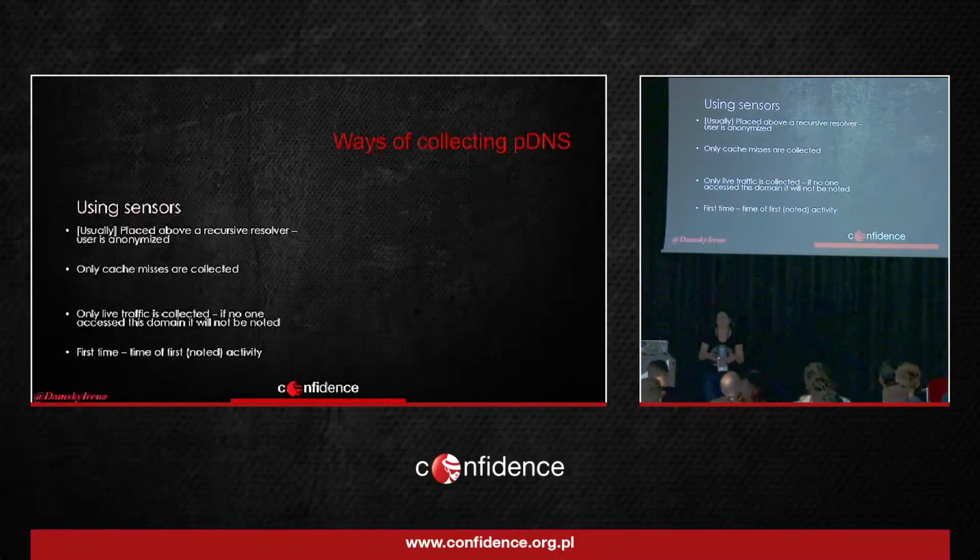So if you're looking within your organization, you don't really care for passive DNS who is the user that was looking at a specific website. What you want to know is at a given time, what the resolution, what IP he got, and what server he queried. So usually it's above the recursive resolver. It is only cache misses because the recursive resolver saves a lot of data in its cache to save on traffic. You only get live traffic.